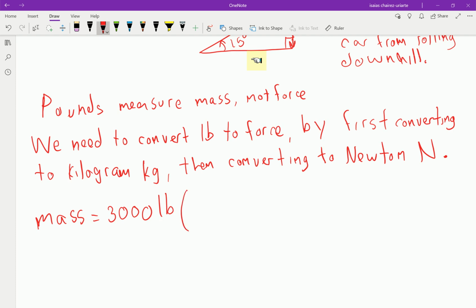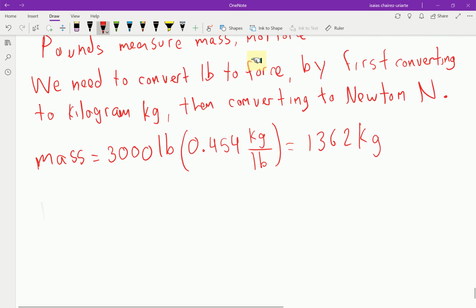I'm going to multiply that by 0.454. I googled that, and this is kilograms per pound. That's how many kilograms there are in a pound. So my pounds units cancel, and 3,000 times 0.454 gives me 1,362 kilograms.